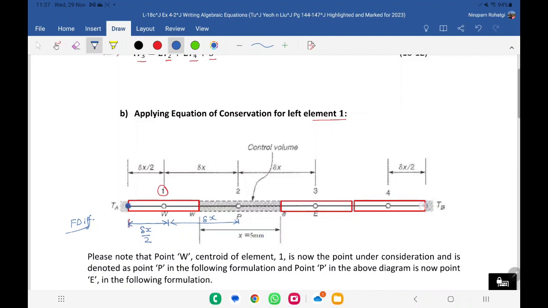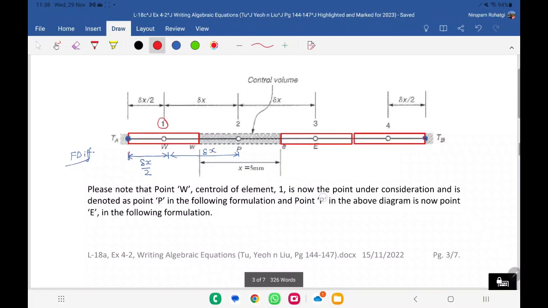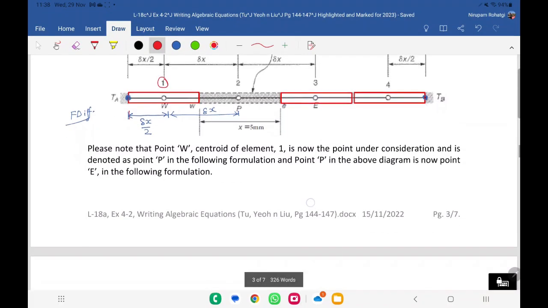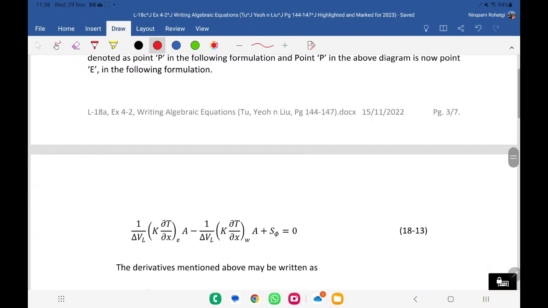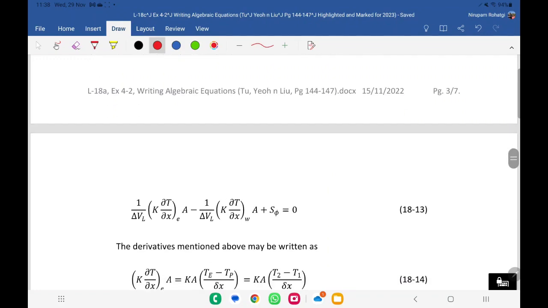Similarly, when you are talking about this point Tb, you have to find the derivative here also. Here we will use backward difference instead of central difference. Okay, so this you remember. Now when you write about W, the equation is like this. Again the same equation, delta x, delta T by del x at E and delta T by del x at W.